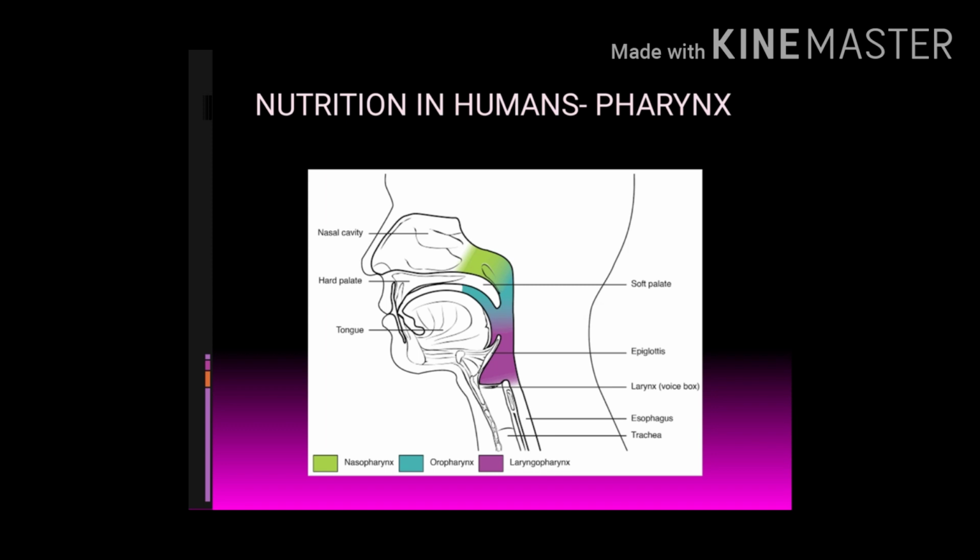The next slide shows the pharynx, which is also known as the throat. This colored region is the pharynx. So you can see that it is connected to the nasal cavity and the oral cavity. Now moving on.